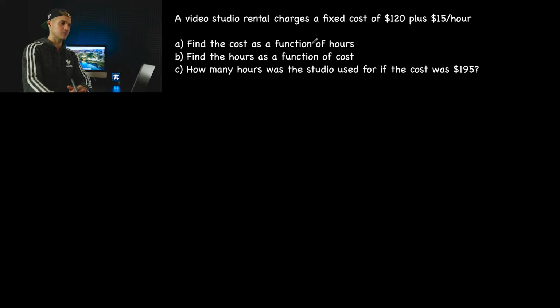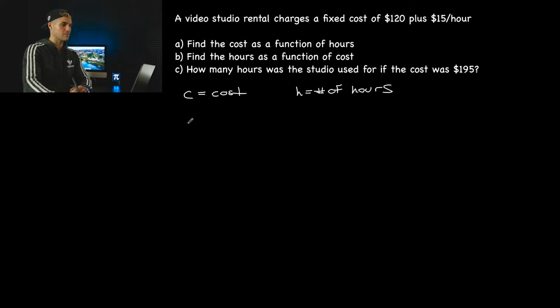And then actually part C, I'm going to solve it with both the equations we get in A and B. I think they want you to use the inverse equation that you get in B, but I'll do it with both so you see. So let's set up some variables here. I'm going to let C equal the cost, and then I'm going to let H equal the number of hours that you're using the studio for.